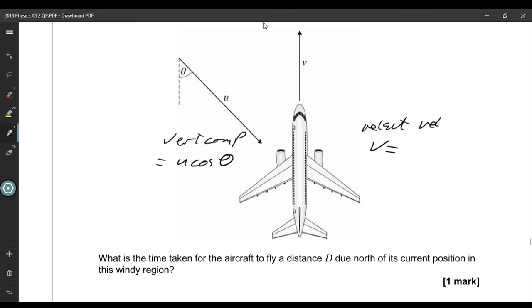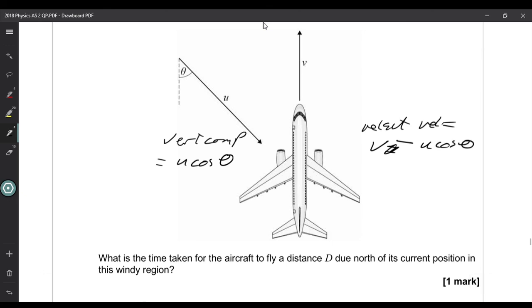So we've got the resultant velocity equals v minus u cos theta. So that's going to be the resultant velocity due north, because it's got this wind vertical component acting against its velocity.